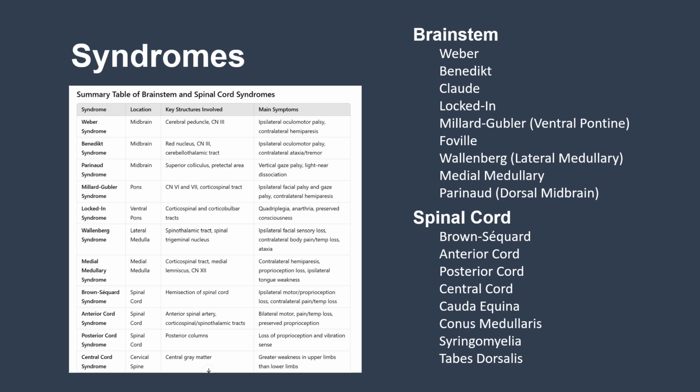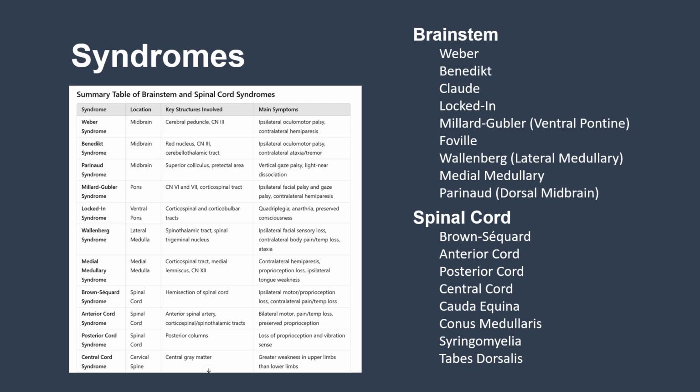palsy and contralateral hemiparesis. Benedikt syndrome also arises in the midbrain and involves the red nucleus and cerebellothalamic tract, resulting in ipsilateral oculomotor palsy combined with contralateral ataxia or tremor.